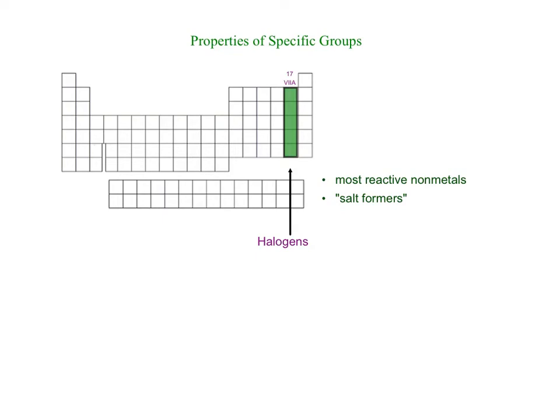We jumped way over to the right to group 17. This family is called the halogens. Notice we are to the right of our staircase, so we are in the nonmetal world. And the halogens happen to be the most reactive nonmetals. And you commonly find them in salts, like sodium chloride.